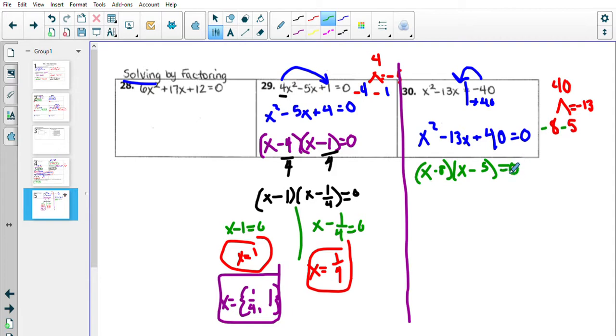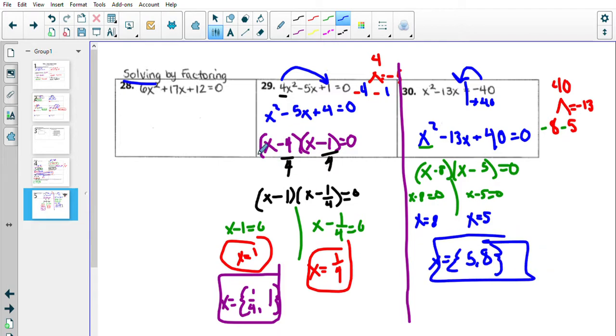set equal to 0. I don't have to divide because I never did any multiplication. So all I have to do is set them both to 0. If x minus 8 equals 0 and x minus 5 equals 0, I get their opposites. I get x is equal to positive 8 and x is equal to positive 5. So then we just write our curly braces. Positive 5 and positive 8.